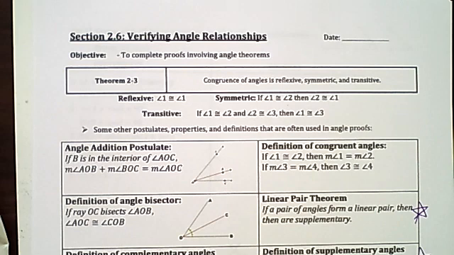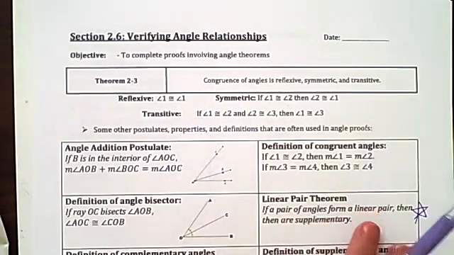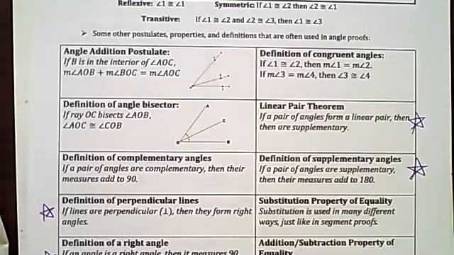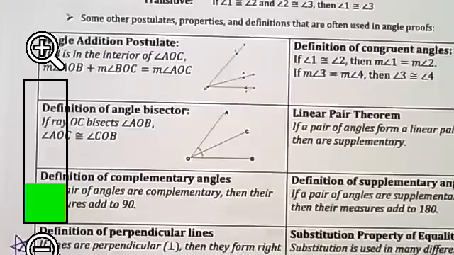Just like with the segment notes, these are not the only things that are used, although I did put quite a few things that are used in proofs. Other stuff could be used too, but these are the most common things we use. Again, reflexive, symmetric, and transitive property can be used with angles, just like with segments. And then I put some things that we've learned, like angle addition, just like how segment addition is used in a segment proof.